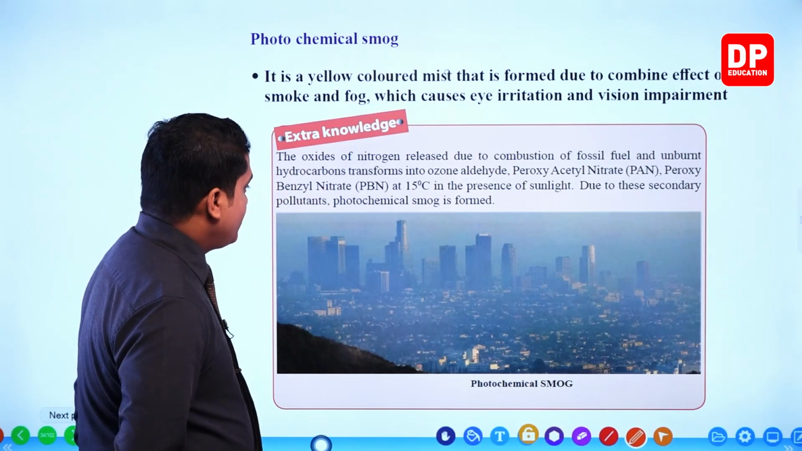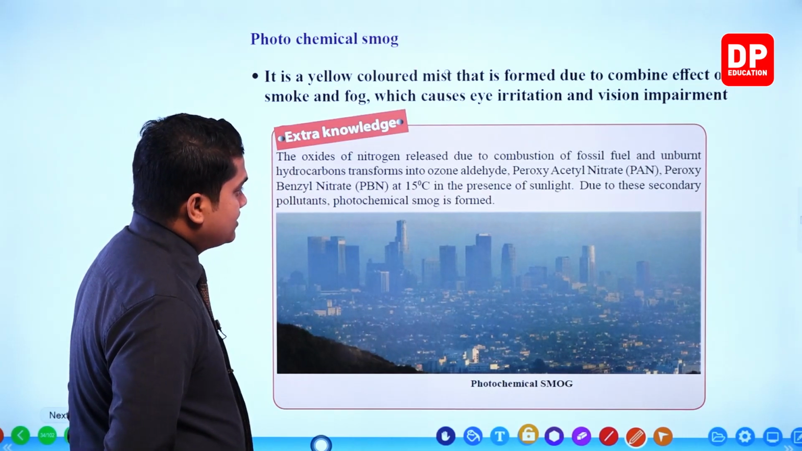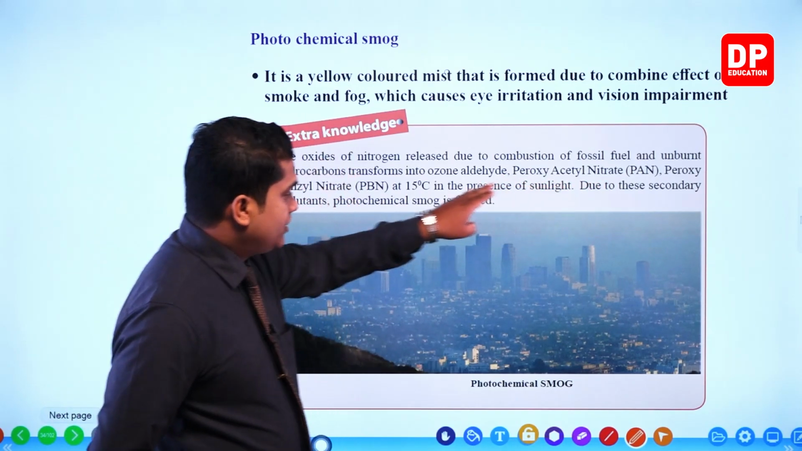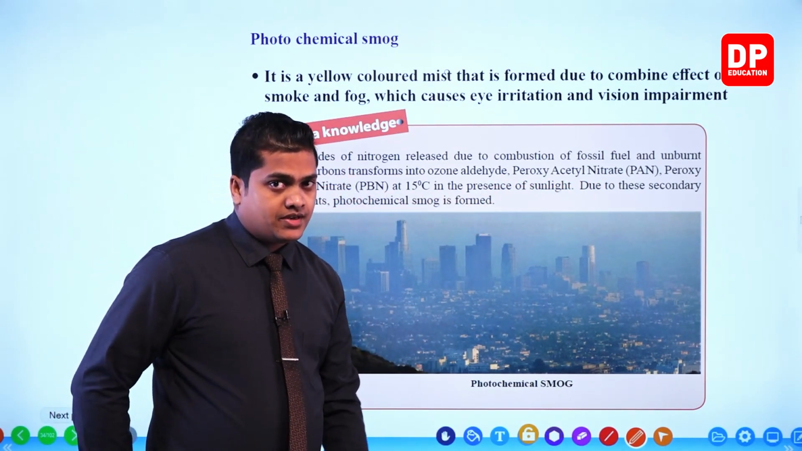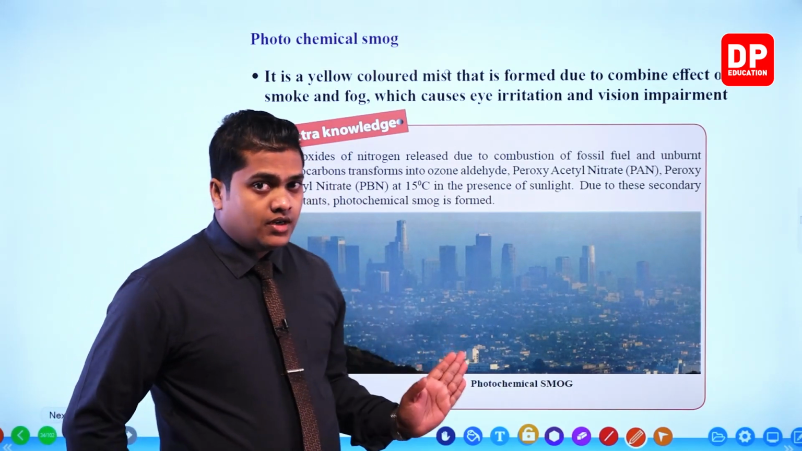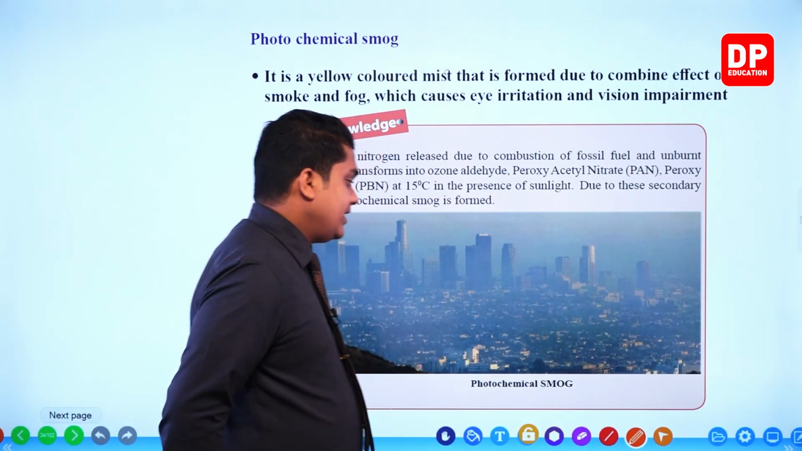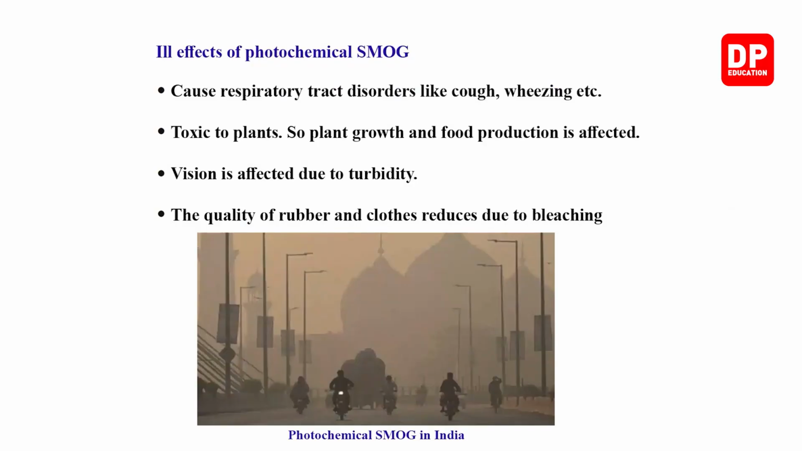Due to these secondary pollutants, photochemical smog is formed. So because of these pollutants, my dear children, photochemical smog is created. This is a mixture of fog and smoke. The ill effects of photochemical smog cause respiratory tract disorders like cough and wheezing. The main ill effect for people is wheezing and other respiratory disorders.